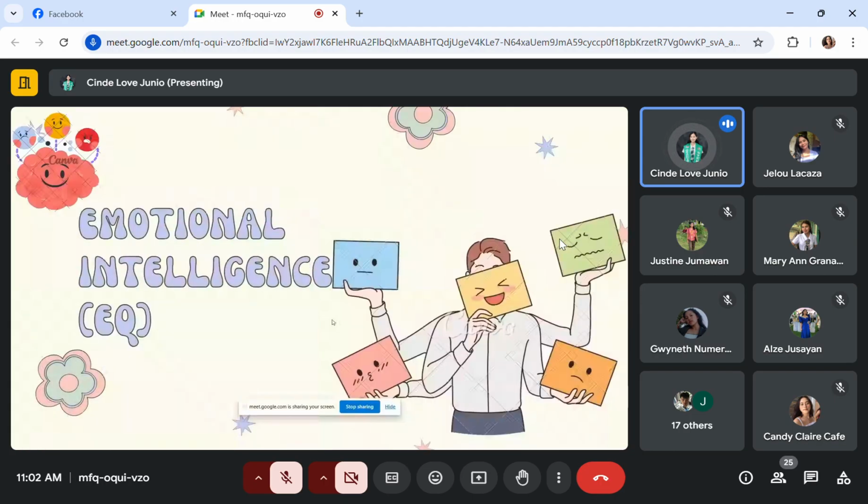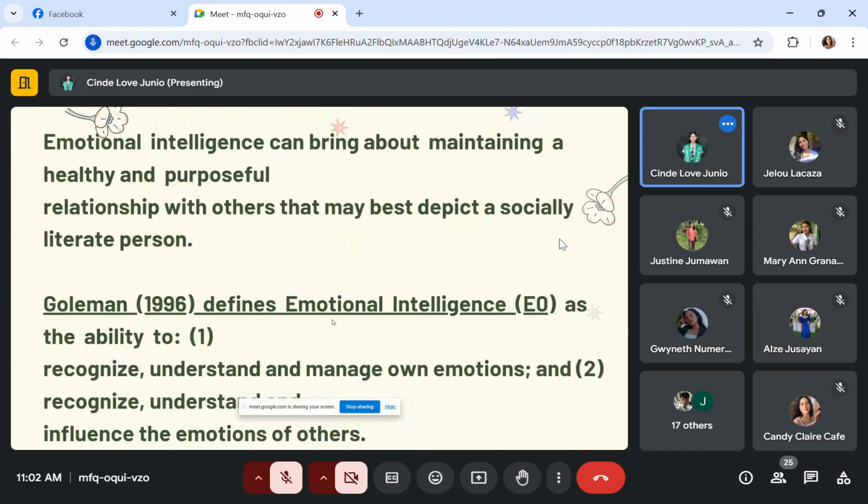So now let's proceed to emotional intelligence or EQ. Emotional intelligence can bring about maintaining a healthy and purposeful relationship with others that may best depict a socially literate person. So when we say emotional intelligence, it means understanding your own feelings and the feelings of others. It's how people build strong relationships and communicate better.